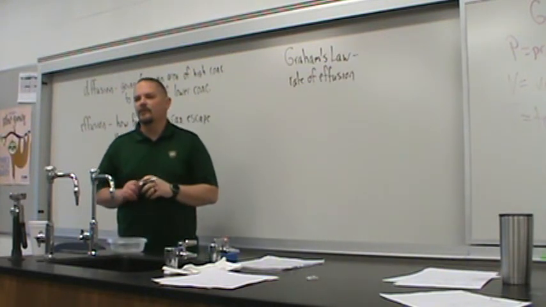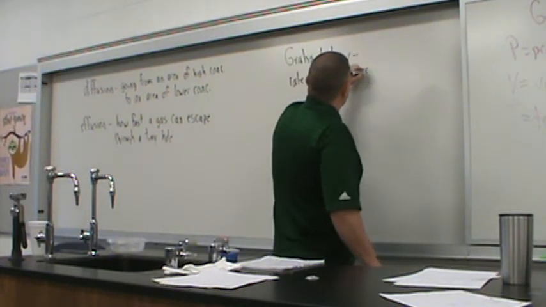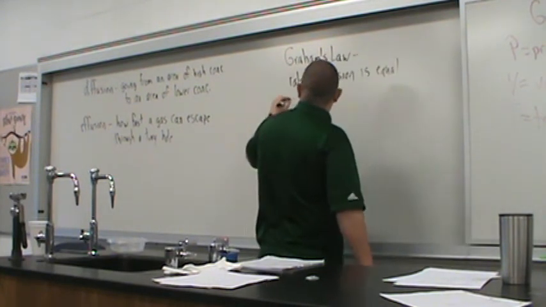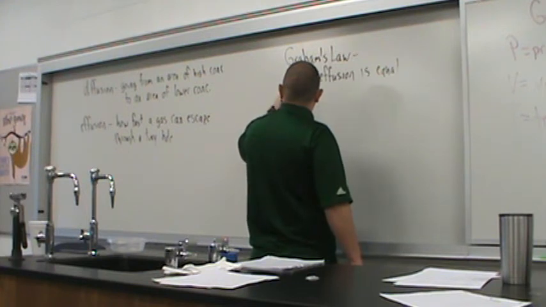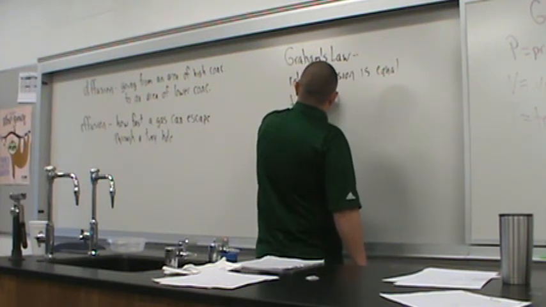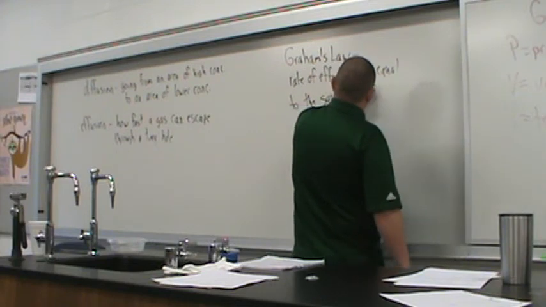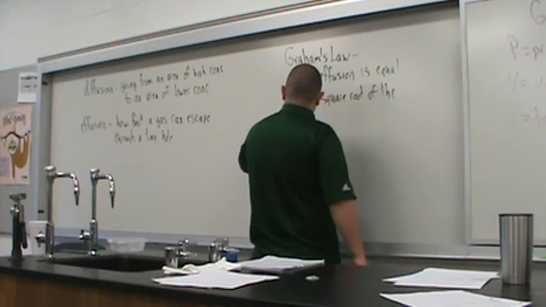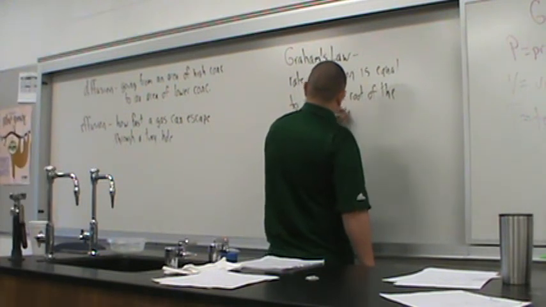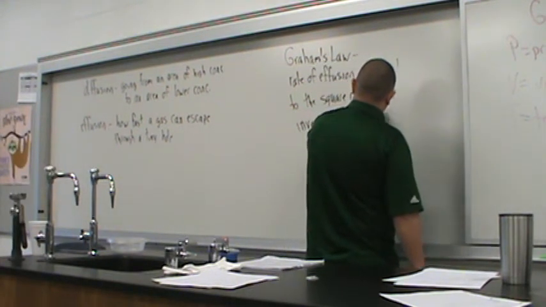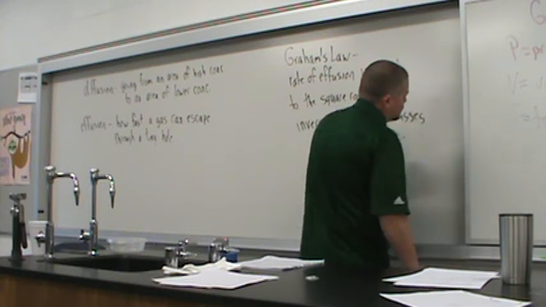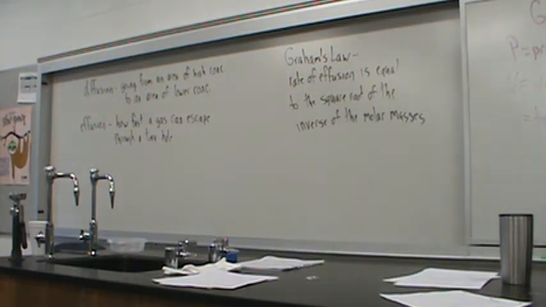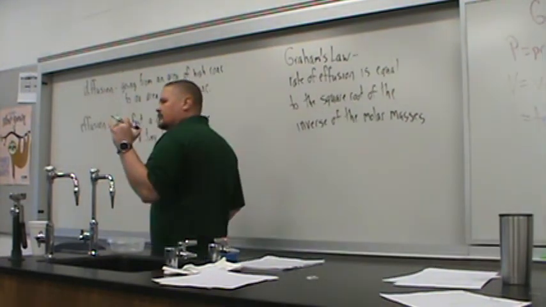Okay. So the rate of diffusion is equal to the square root of the inverse of the molar masses. And when we are calculating the rate of diffusion, we're always comparing two different gases to one another.